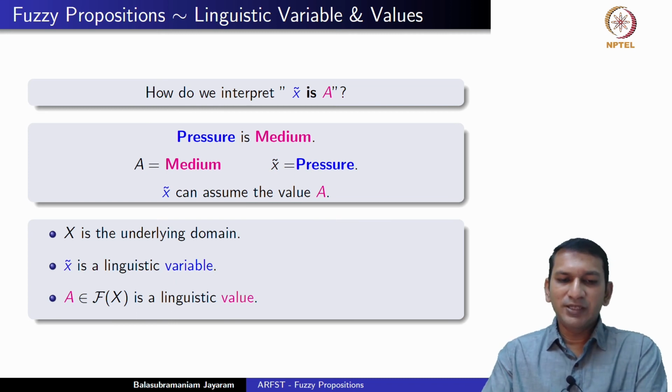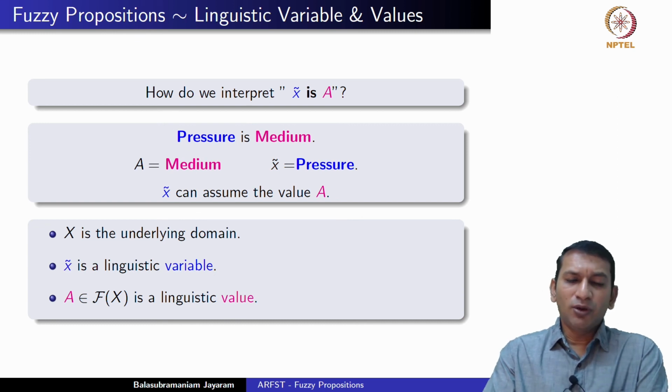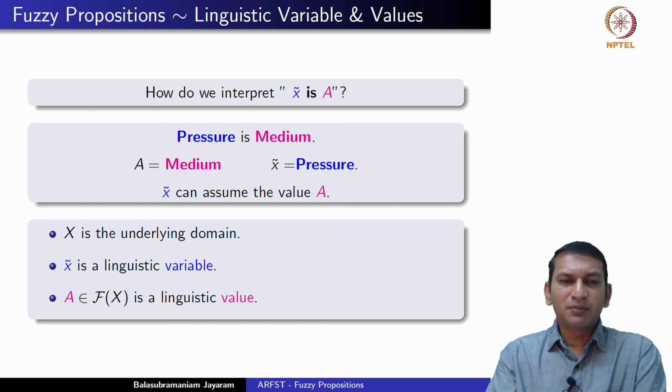Now, note that when we say x tilde can assume the value A, we are somehow interpreting and essentially keeping the semantics of x tilde with respect to the context as a fuzzy set defined on x. You could also say, can A be cheap? Pressure is cheap. Or can A be fast? Pressure is fast. But as long as you have a decent way of interpreting these fuzzy sets, it is okay. But otherwise, we need to keep the context in mind. And it goes back to one of the earlier lectures where we said the context has to be kept in mind while defining the fuzzy set.